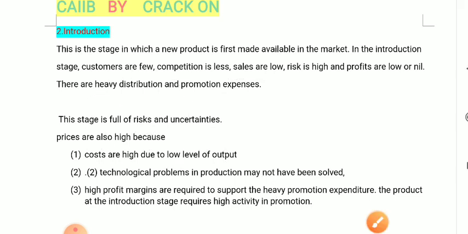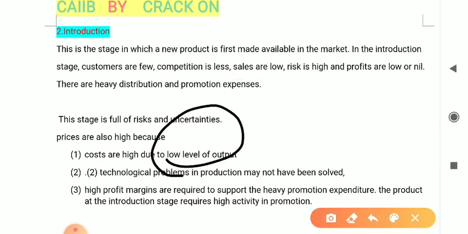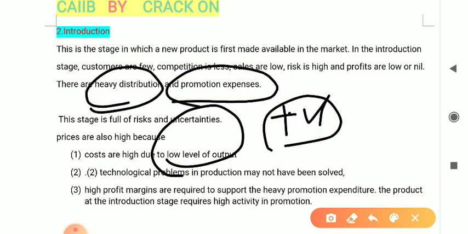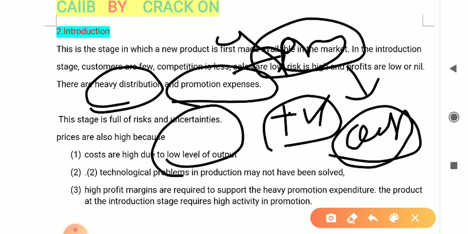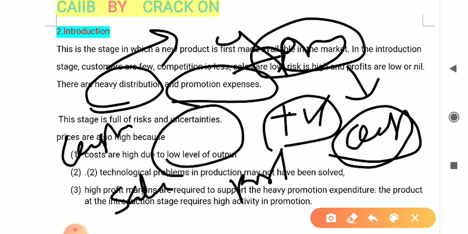What it requires to make all those characteristics positive, we need heavy distribution and promotional expenses. We need to promote our product more and more. We need to generate a huge customer base, then only the product will be known to the customers and we will have the profits, right? And then sales will increase, the customer base will increase, profit will increase, then income will also increase, right?